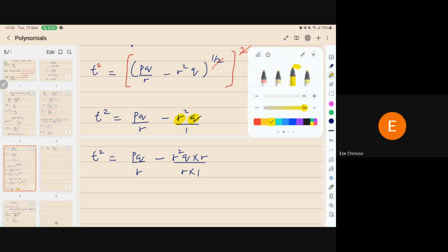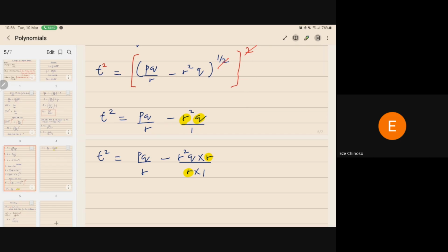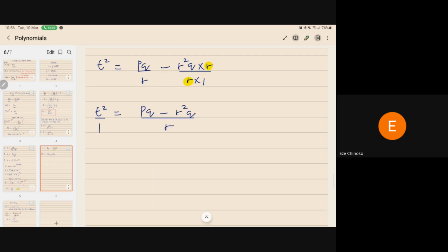That is the rule of mathematics. For you to be able to subtract or add fractions together, they should have the same denominator. So I introduce r there. R can still cancel r. Is it confusing, guys? Equivalent fractions. You understand it, right? Okay, beautiful. So that means that t squared now is equal to pq minus r squared q all over what? All over r. Good. Now, with this, we can cross multiply before we start factorizing.